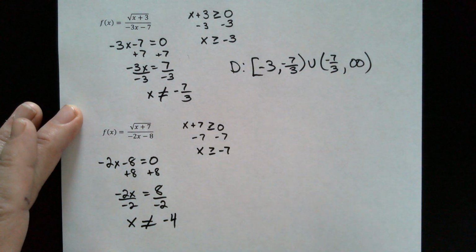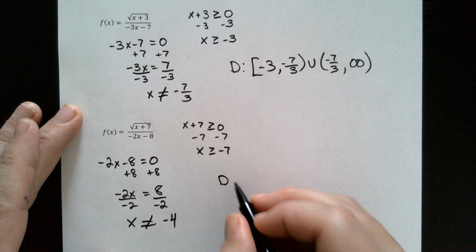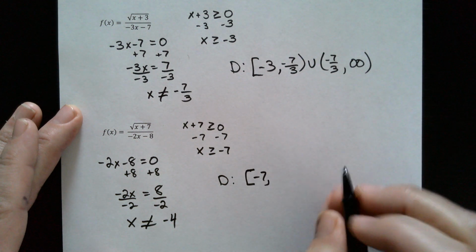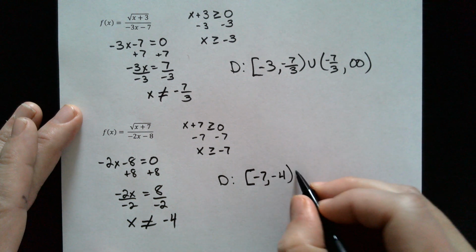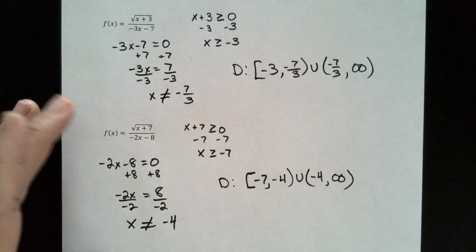That's our excluded value. Okay, so we start, x has to be greater than or equal to -7. So that's where we'll start with a bracket. And then we go to -4. That's our excluded value. So let's put parentheses. And then we go to infinity. And that's it.